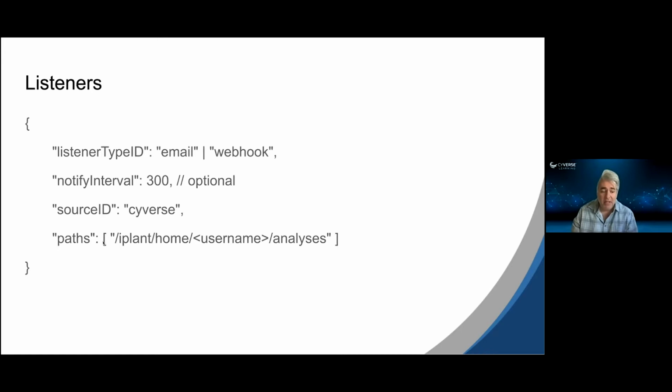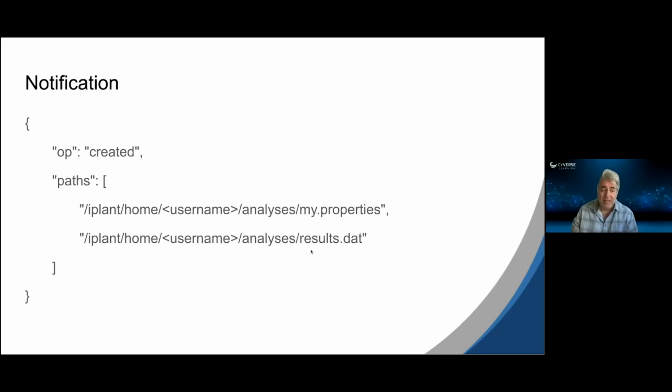And then there's one or more paths that are involved. And these are directories or files that you're interested in. And you can have multiple ones for each listener. And you can set up as many listeners as you like. So you might have different situations where you're paying attention to different analyses and want to trigger different events based on them. Here's an example notification that could be sent to your agent software. It's a very simple one. It says basically these two files were created. So then your software can decide what to do with that information.